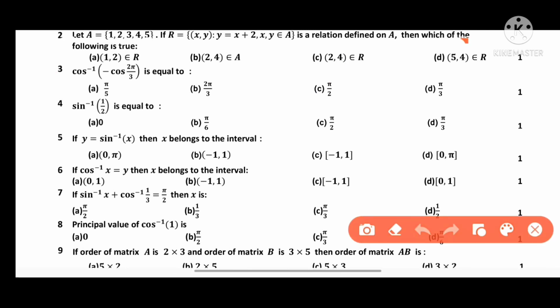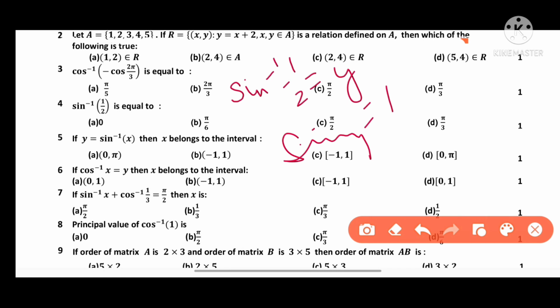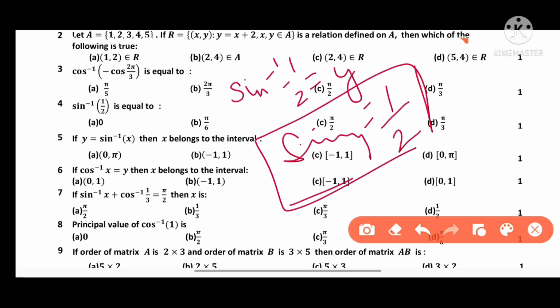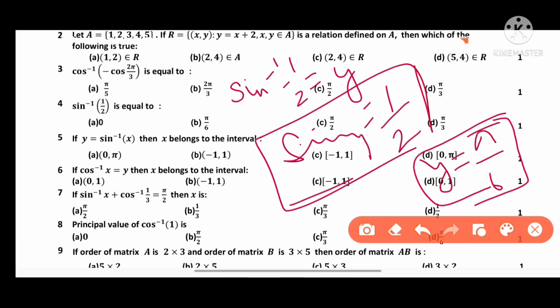Next question, sin inverse 1 by 2 is equal to y, that is sin y is equal to 1 by 2. So y is equal to pi by 6, because at pi by 6, sin pi by 6 is equal to 1 by 2. So the answer is pi by 6, B option.